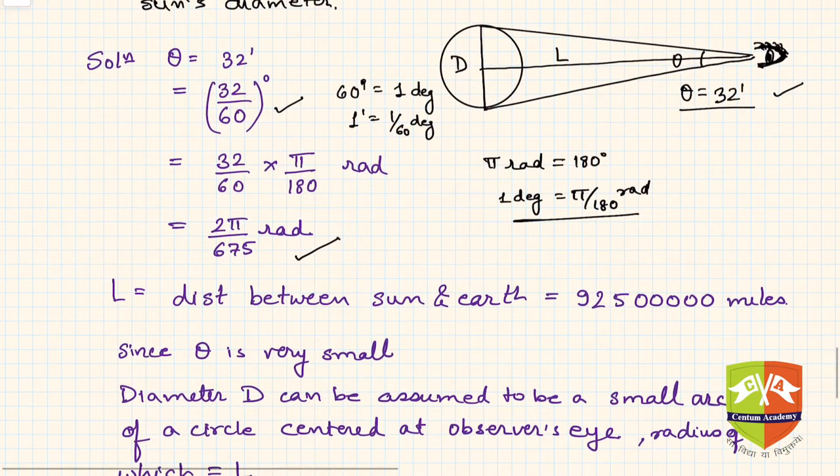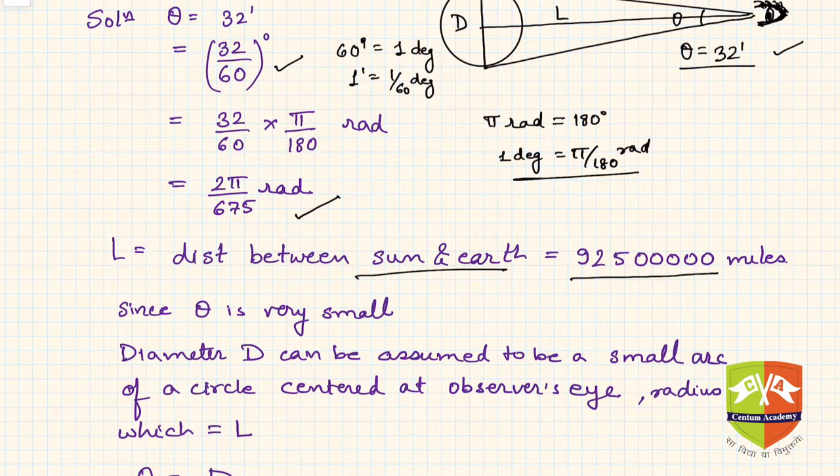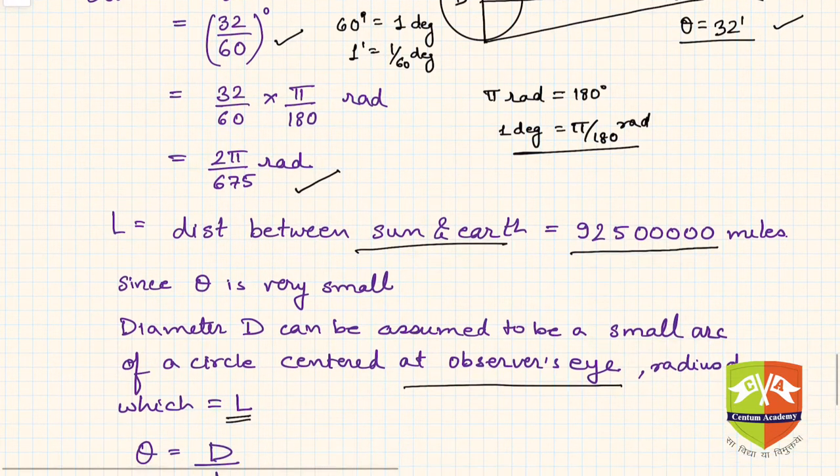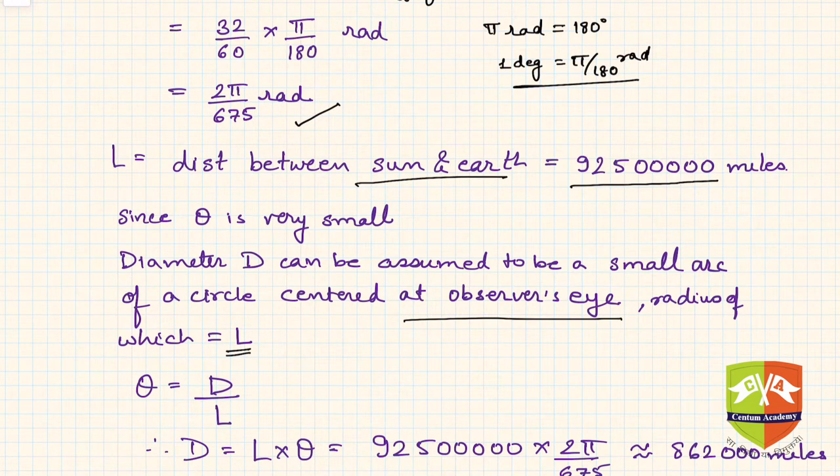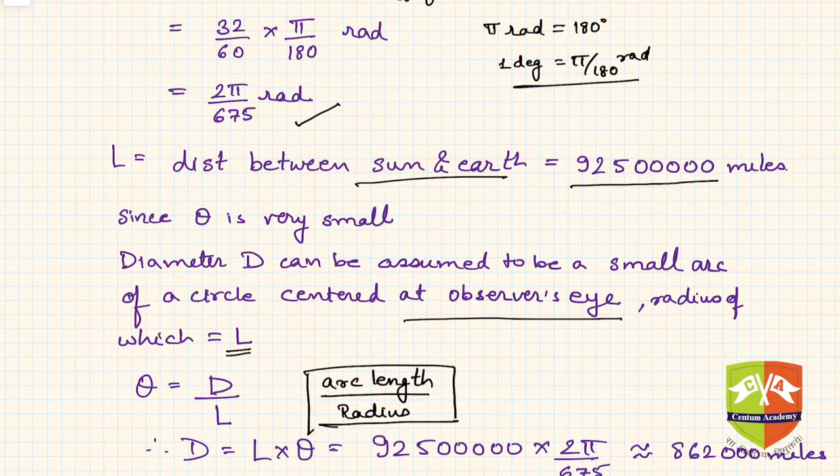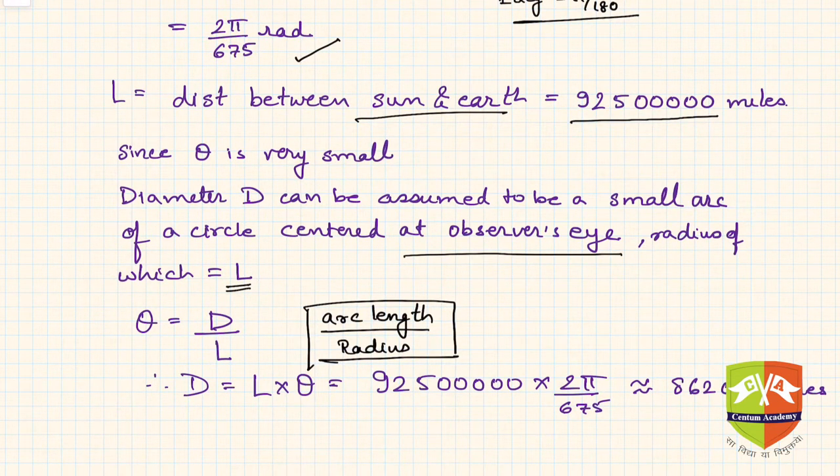Now it's also given that the distance between the Sun and Earth is 925,000 miles. Since theta is very small, I have written the assumption: diameter D can be assumed to be a small arc of a circle centered at the observer's eye, the radius of which is L. Radius of what? Radius of the circle, of which we are saying D is a small arc. Now we know that angle subtended by an arc is nothing but arc length divided by the radius of the circle. So that's what we have written, theta is equal to D by L. So by cross multiplication you can get D is equal to L theta, right?